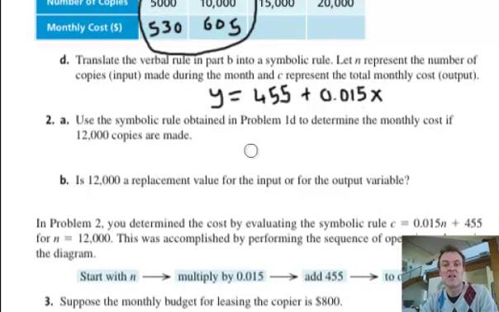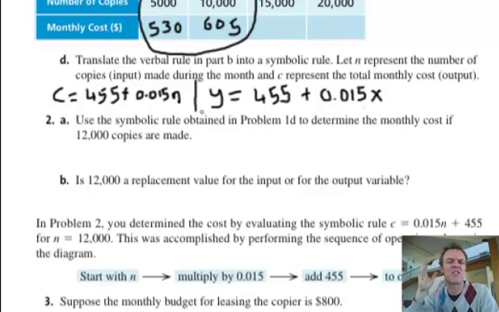Now again, watch the letters of course. What they're saying is let n represent the number of copies and c the total monthly output. So they're saying c equals 455, again same stuff, I'm just changing the letters only because they've decided to, plus 0.015, and the number of copies is n. So you can choose your own letters if you want to, but it's the same thing just with different letters.